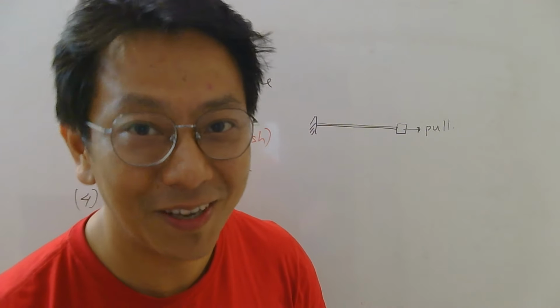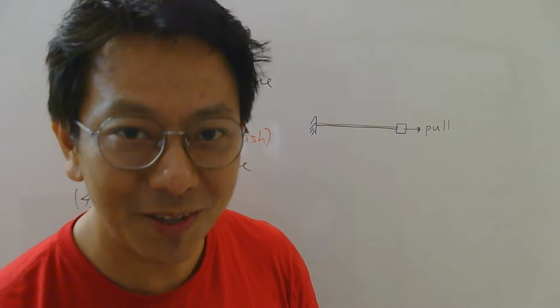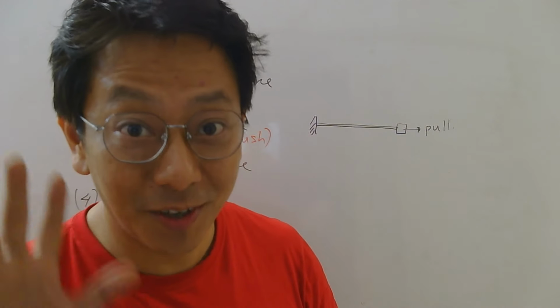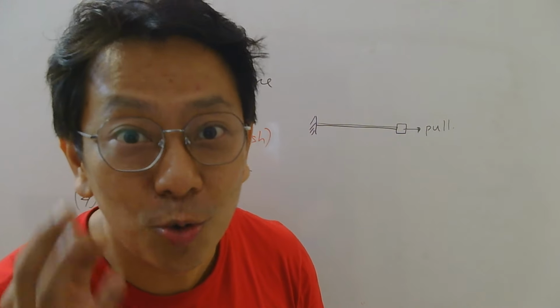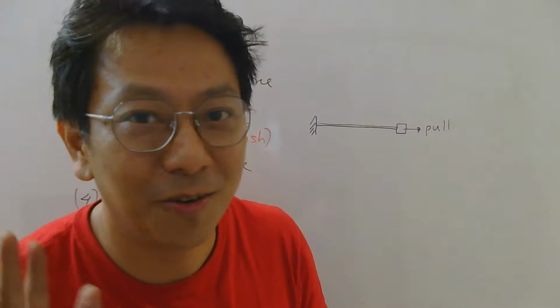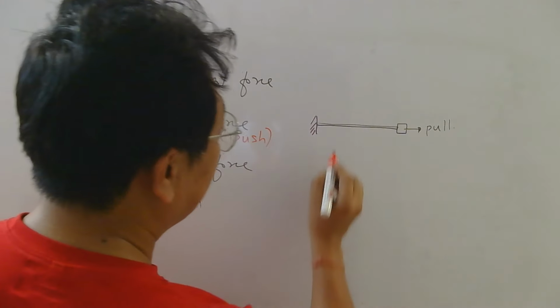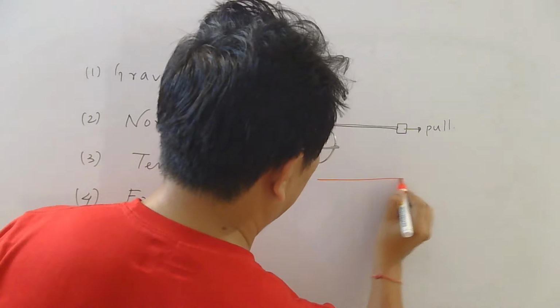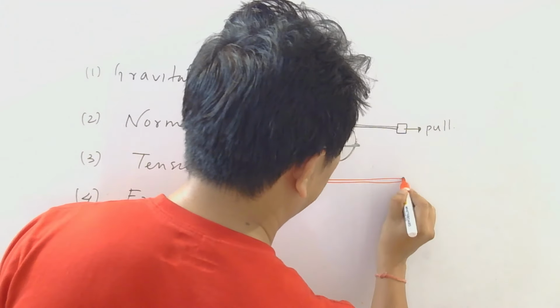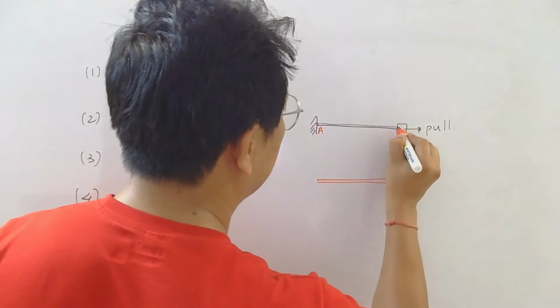Again, be very careful. When someone says draw a force, the first thing you have to ask is who is the system. Before that, don't draw. It will be a trick question. So let's say I take this string as the system. This string. This is point A. This is point B.